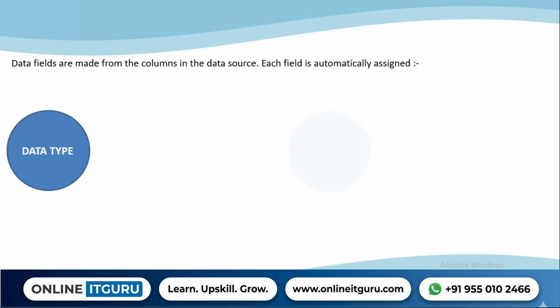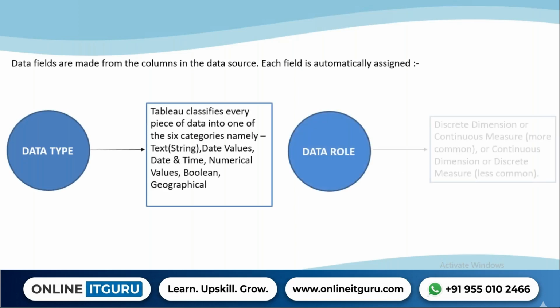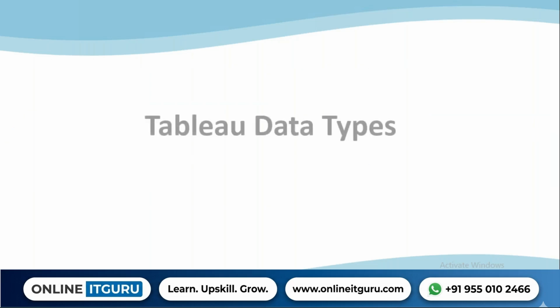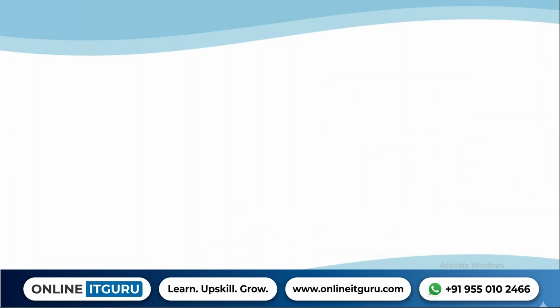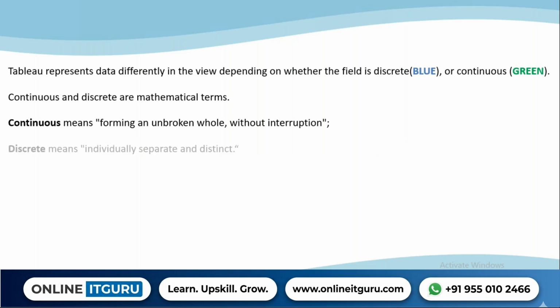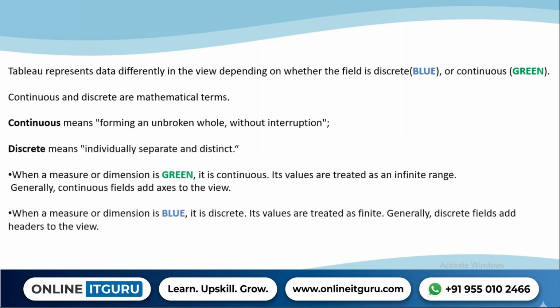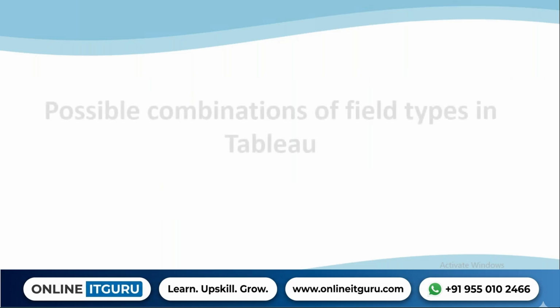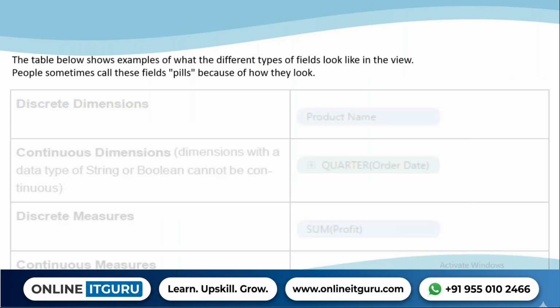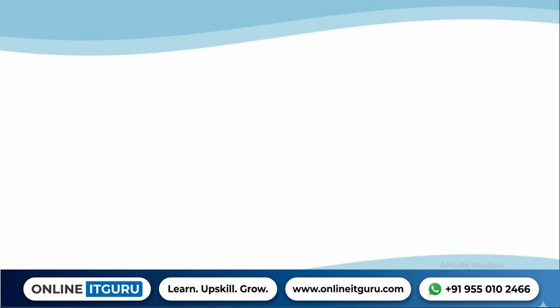So that's what we've seen two times, type and role. And these are the different things, the blue and green fields. And this concept also is clear, right? What do you mean by discrete? And why is it called a blue field or a green field, or a blue pill or a green pill? Yeah. So these are the combinations you have seen, in those two examples.